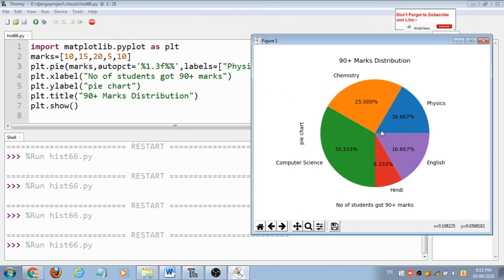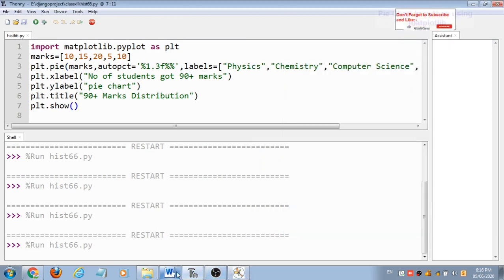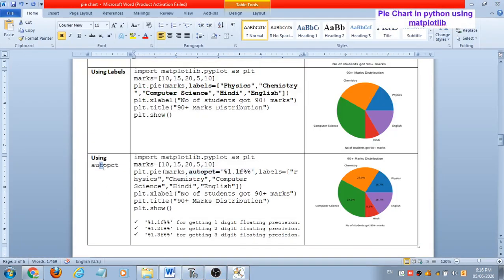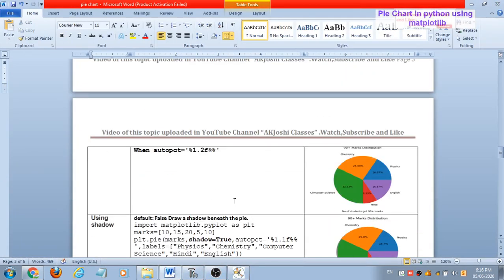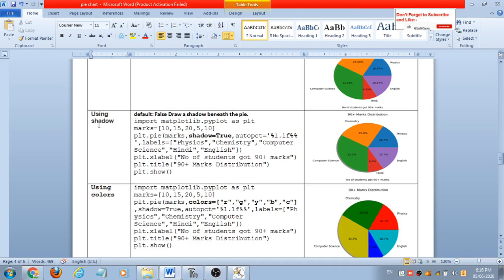What is this? This is a slice, and this is the starting position where the graph starts to draw. Means this is 0 degree, then this 60 degree, then this 90 degree, then this 120 degree. So like this a total of 360 degree comes. So this autopct is also a very interesting argument. Like this there is a shadow argument. This is a very simple argument.